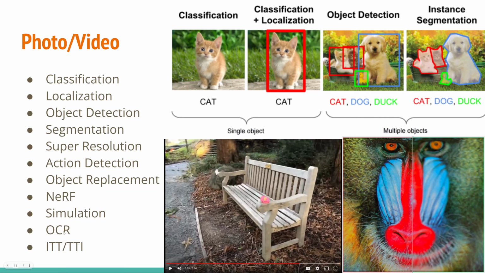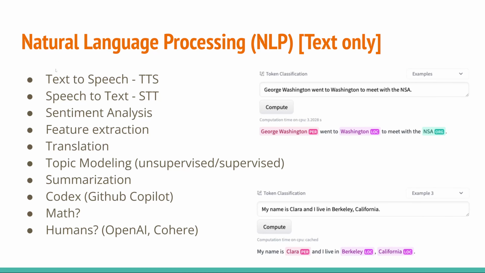OCR, which is character recognition, and image to text and text to image, which is pretty self-explanatory. You can have an image and just get a text response of what's in there, and you can write up some text and get an image from it. There's NLP, which is natural language processing, which is just text only. So you can do text to speech or speech to text.